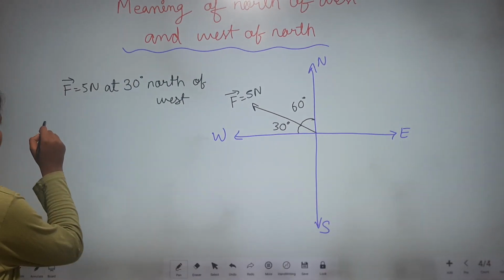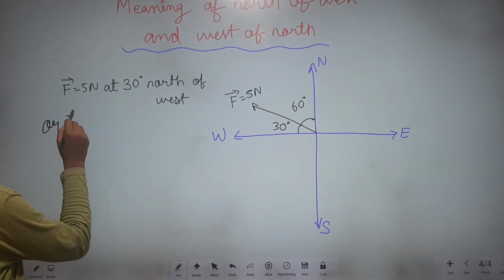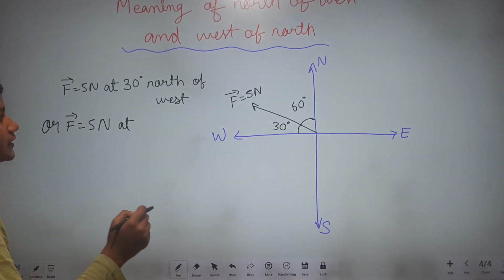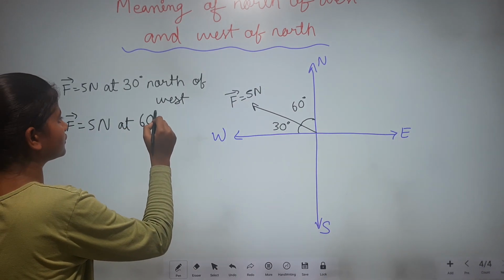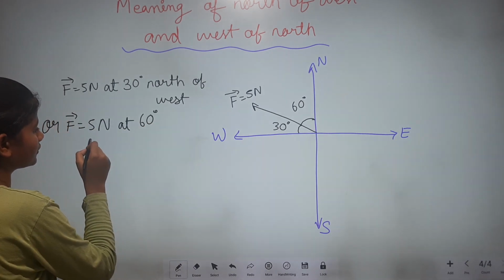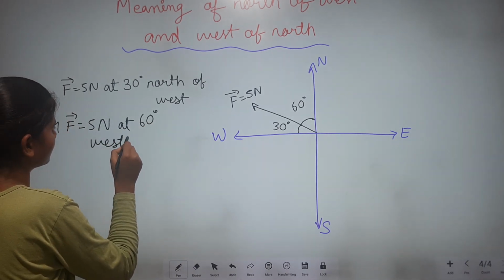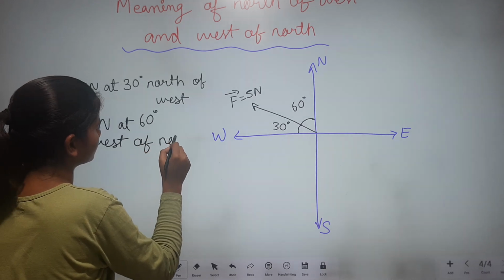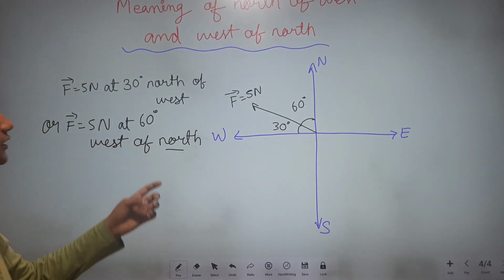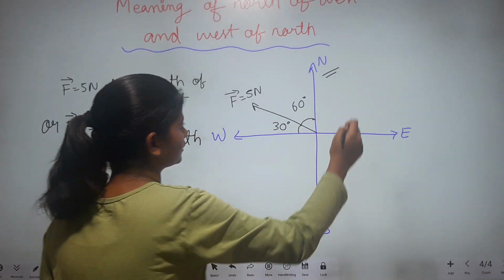Or we can write like this: force is equal to 5 Newton at 60 degree west of north. Okay. Here north is written last because 60 degree is formed with north. Okay.